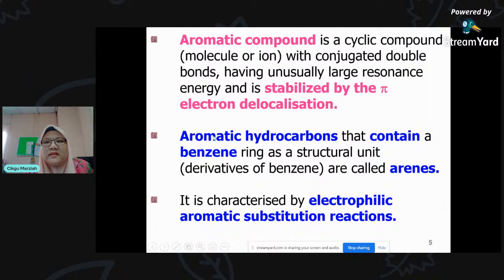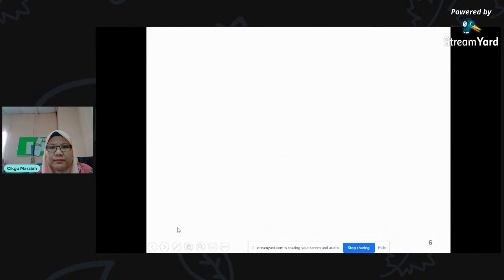Okay, these are the characteristics of an aromatic compound. It is a cyclic compound. I will show all of this in pictures later. It is a cyclic compound with conjugated double bonds, having unusual resonance stabilized by pi delocalized electrons. I will show this later. And importantly, it undergoes electrophilic aromatic substitution reactions. This is the type of reaction that occurs when there is a benzene ring. You can refer to your notes also.